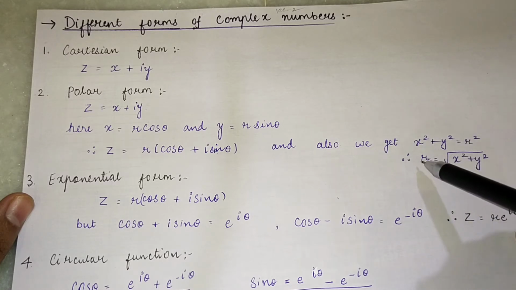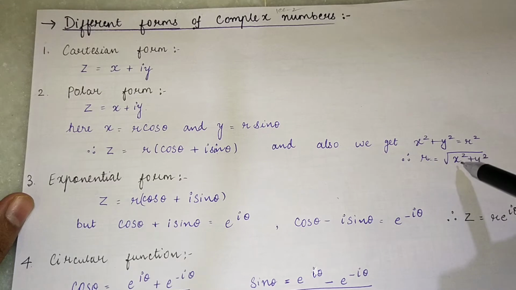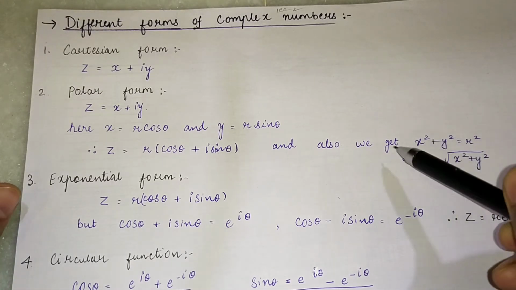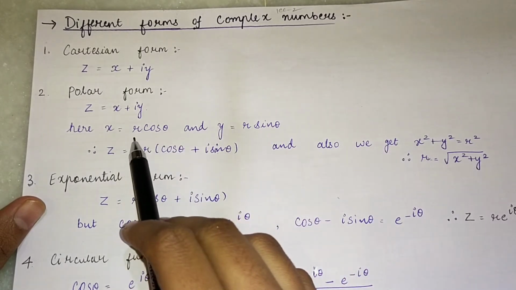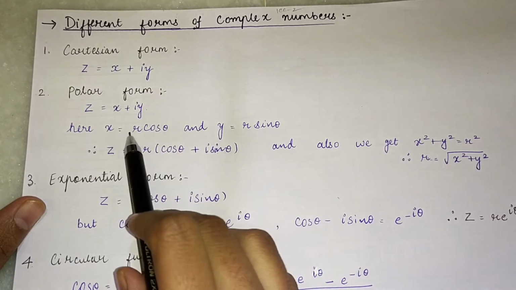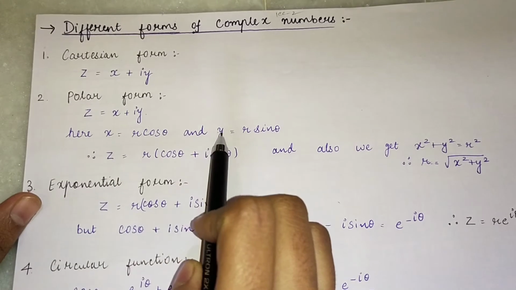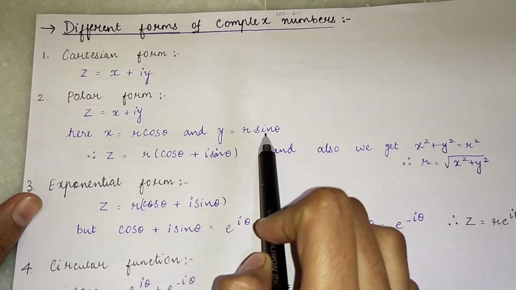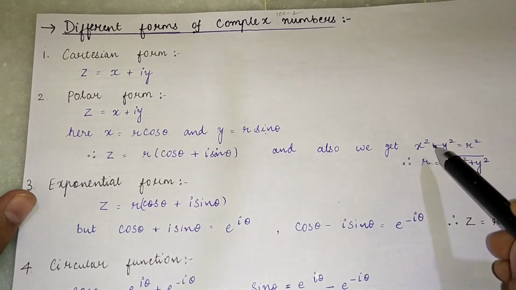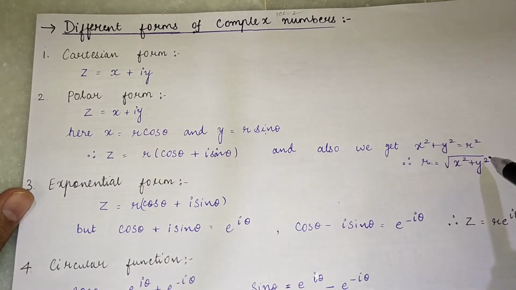Okay. So r is equivalent to under root of x square plus y square. Because whenever you add x square and y square, cos square theta plus sin square theta is 1. So you will get x square plus y square equivalent to r square.